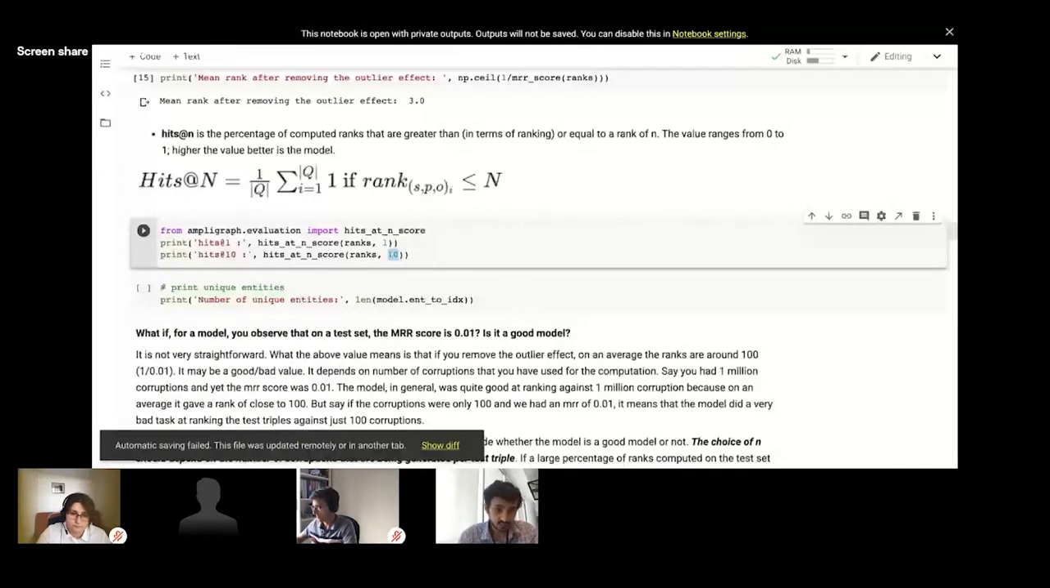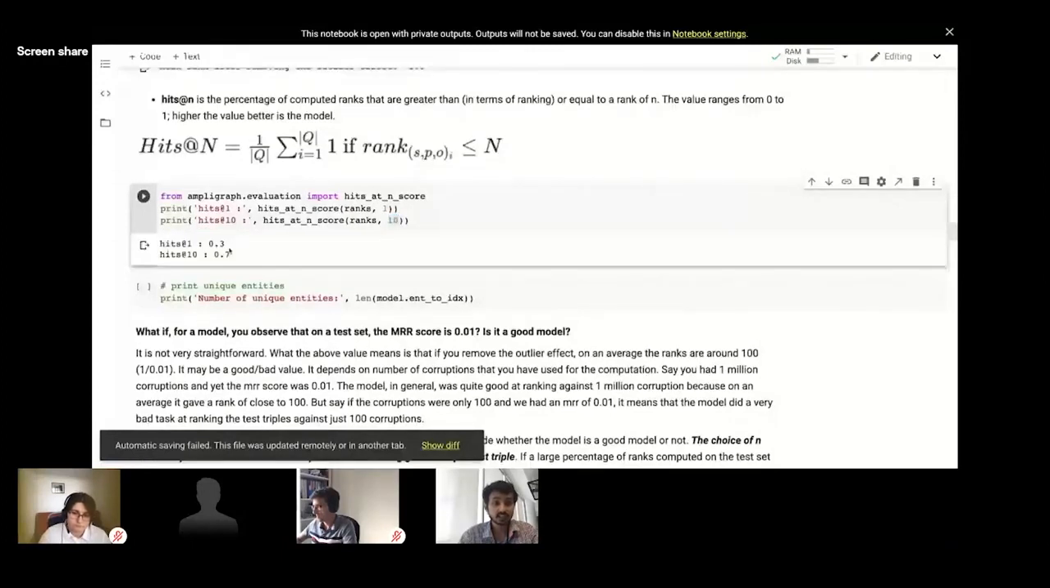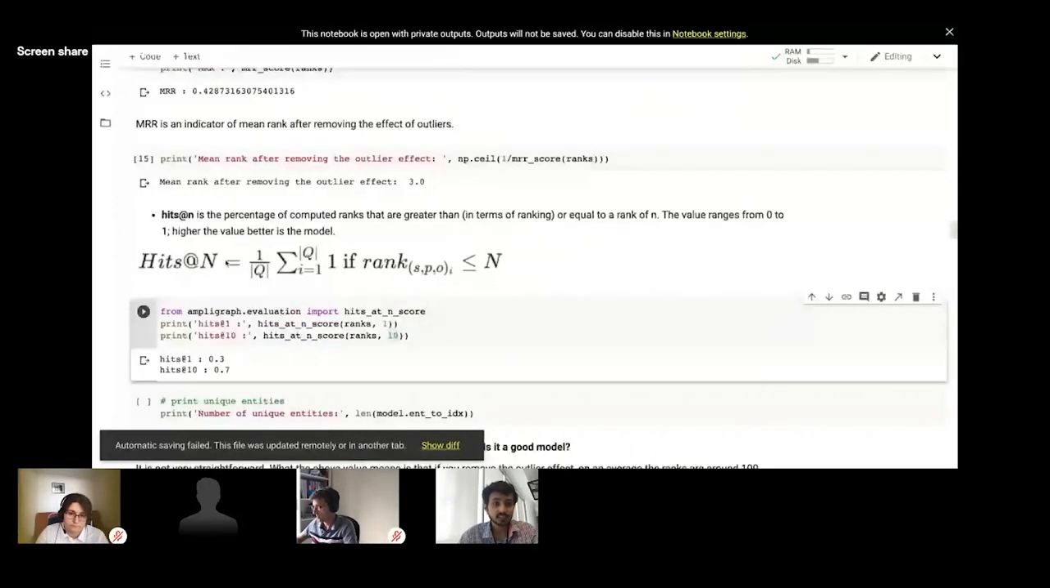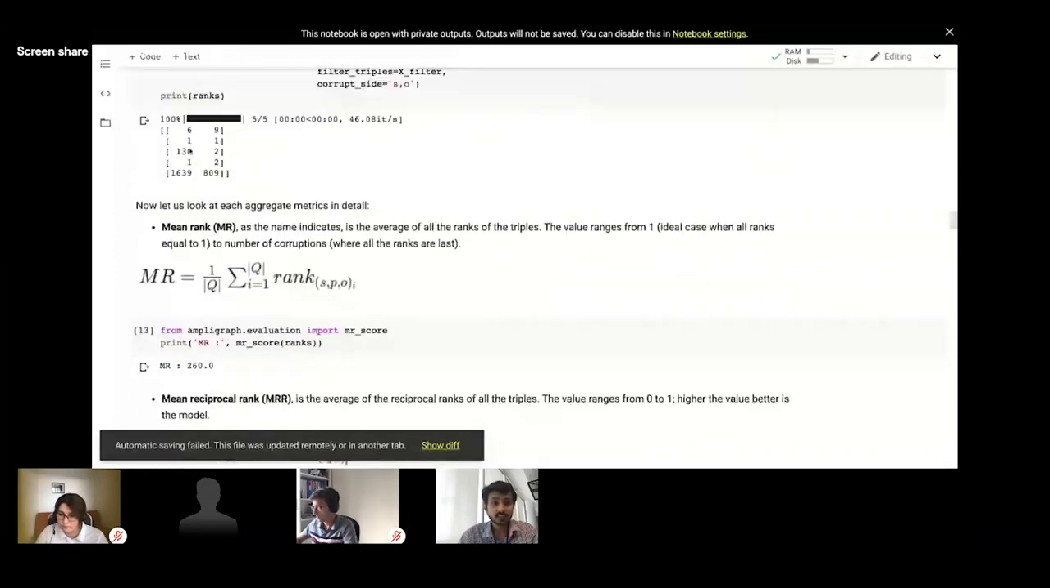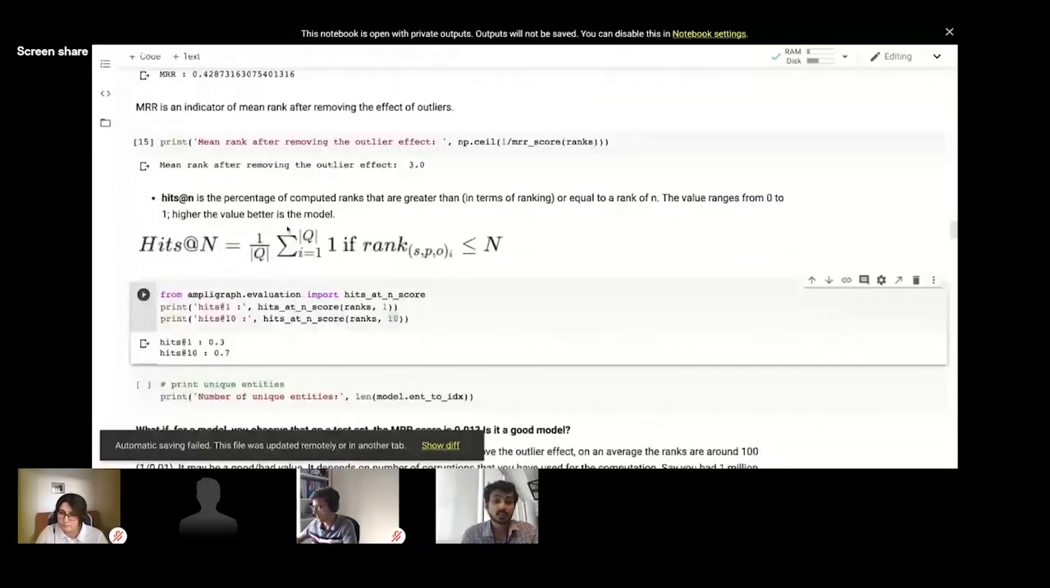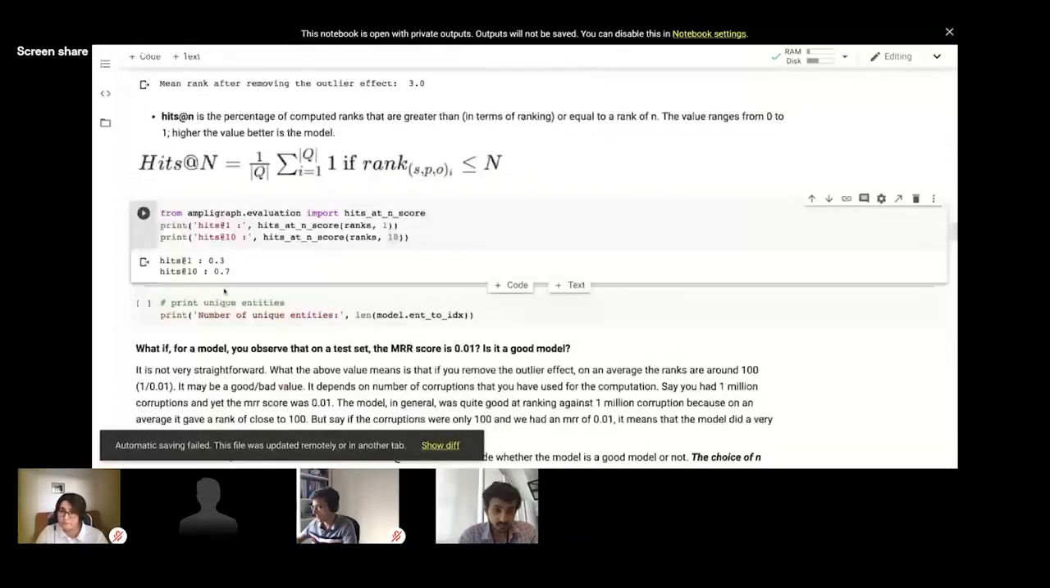So when I run this, I see that 30% of the ranks are equal to 1 and 70% of the ranks were less than or equal to 10. So if I scroll back, you'll see 3 of them were 1 and 7 of them were less than 10. So this metric can be used to see how the model ranks in general.